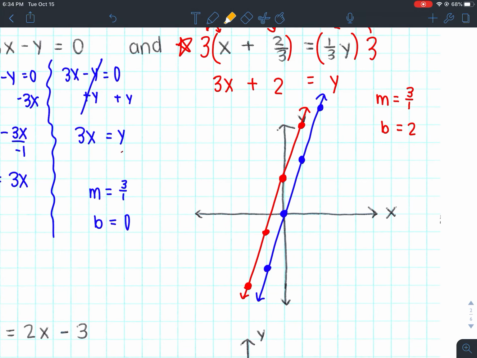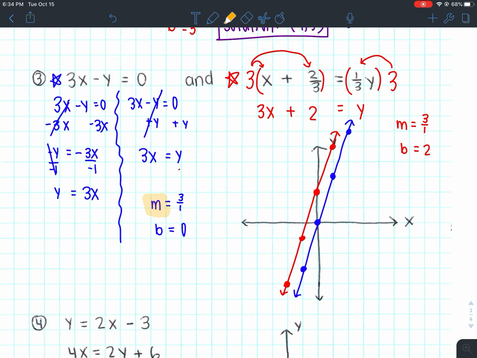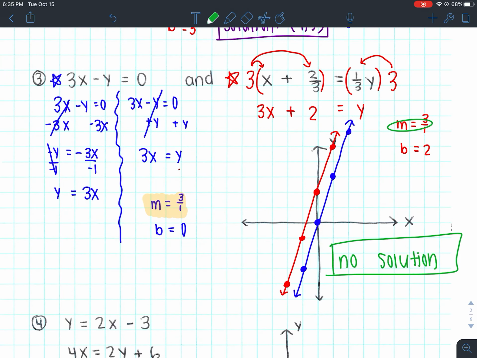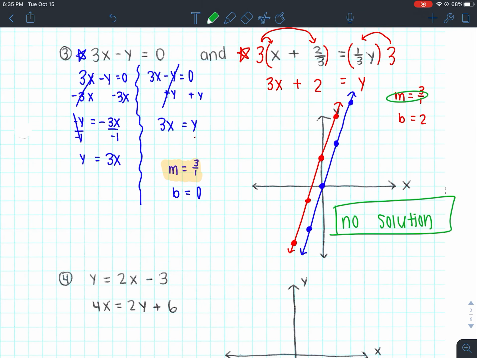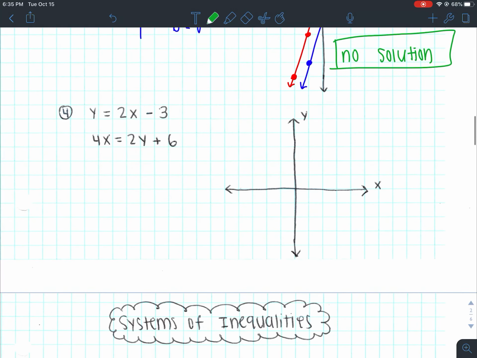To double check myself, I can look at their slopes. The slope of the blue line was 3 over 1, and the slope of the red line was also 3 over 1. Because these are the same slopes, they're never going to intersect, which means we're going to have no solution. They're never going to cross, so no solution. There is no point where they cross just once, right?